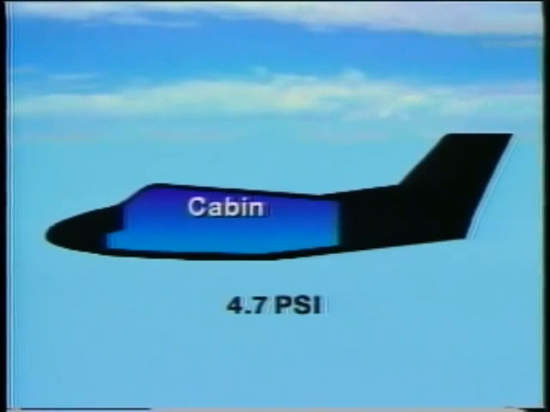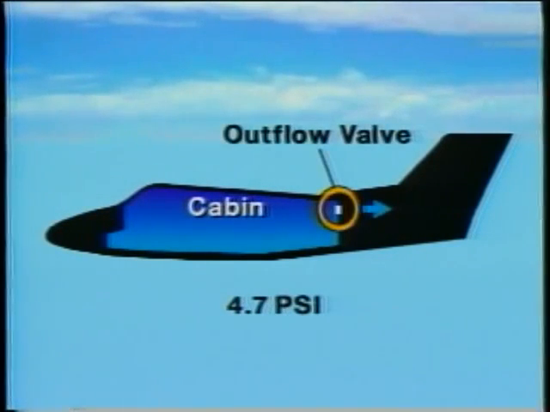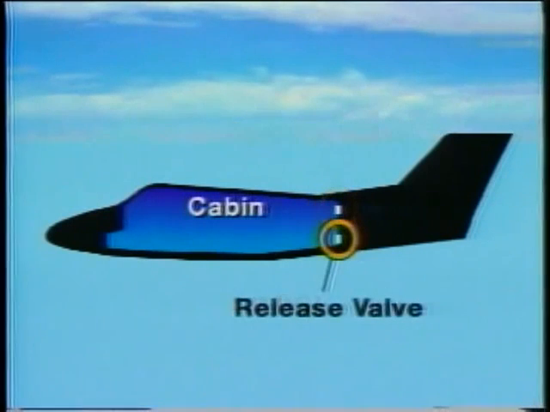The pressure differential is maintained by an outflow valve. This outflow valve automatically opens and closes to maintain a selected cabin pressure. Failure of the outflow valve may cause excessive pressure to build, so a safety release valve is installed in the cabin. If cabin pressure approaches the design limits of the airplane, this valve opens to relieve the pressure.